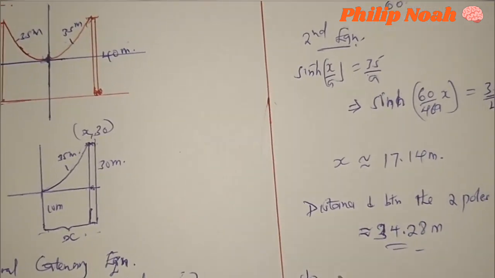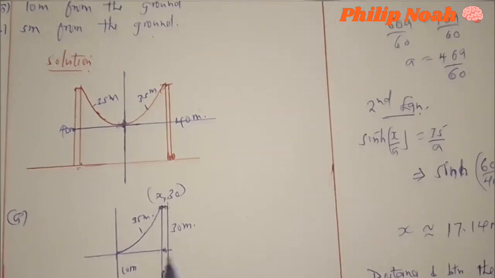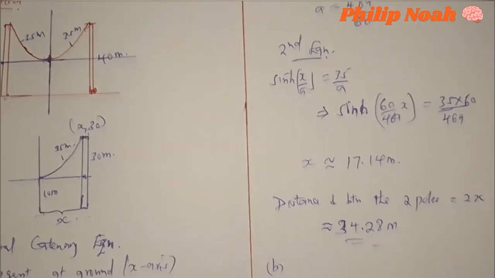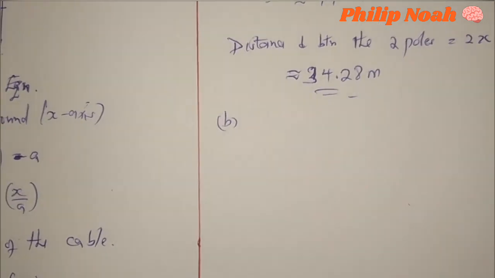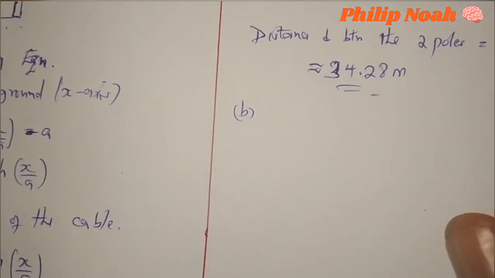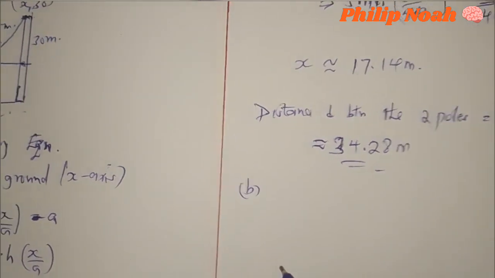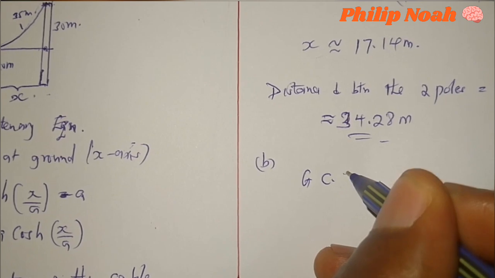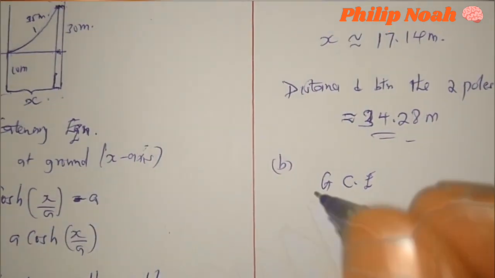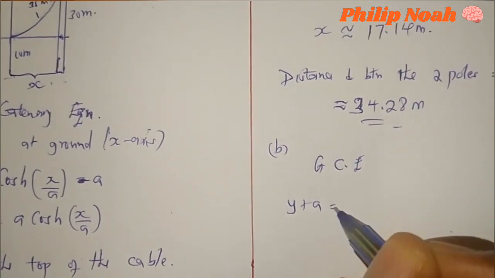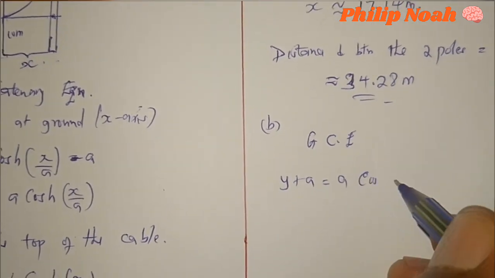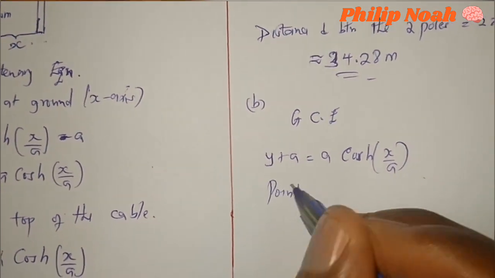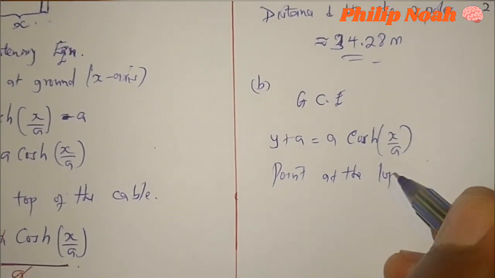B, when the center of the cable is 5 meters from the ground. You can use the same procedure, or there's another method of just reasoning. Let's follow the same procedure and see what is going to happen here. We shall use the general catenary equation, just as I used in part A, and say that y plus A is equal to A cosh X over A, at the point at the top of the cable.